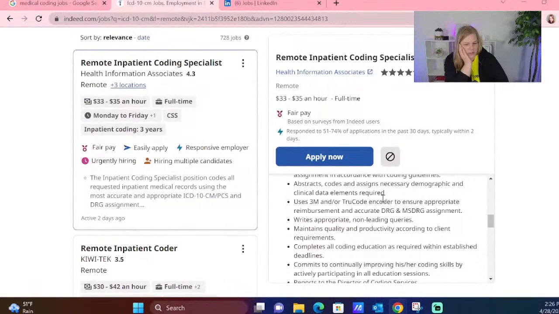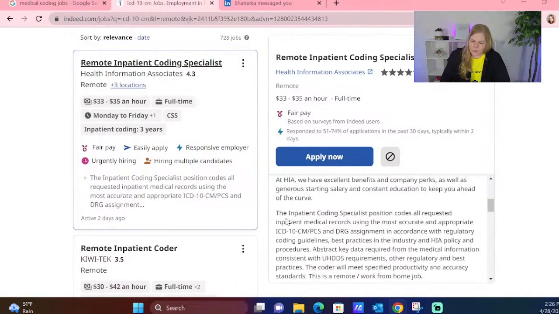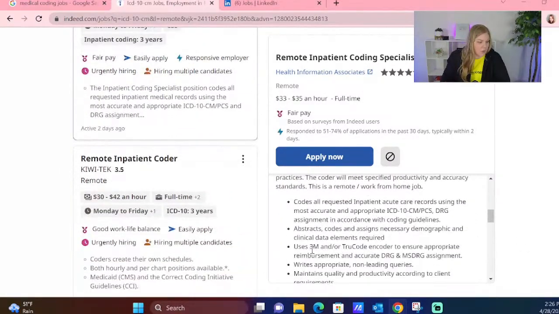As far as training for those, if you're looking at this and you think to yourself, I want to learn 3M or I want to learn TrueCode, some of these programs you can find some information online. So with 3M, you could probably find some demonstrations. With TrueCode, you could find some demonstrations too.